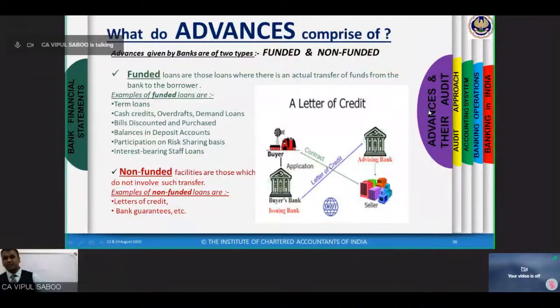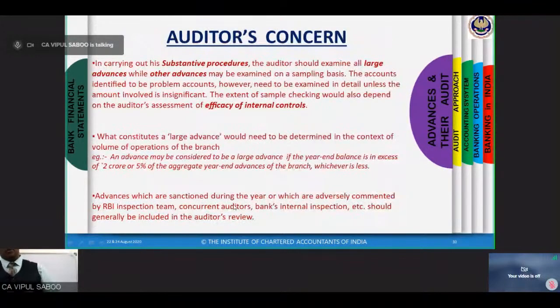So this is what a letter of credit is, that you don't have to give funds right away. You just give some sort of guarantee, so that when that particular risky event happens, that materializes, then you enter into the field, and that is where your liability is created. So that is what non-funded advances are. Moving ahead, auditor is concerned, but auditor ko kya dekhna padta hai?